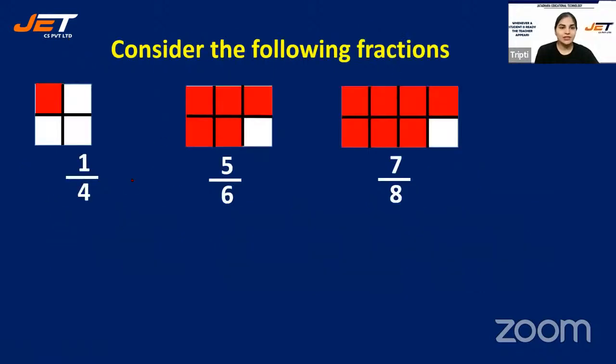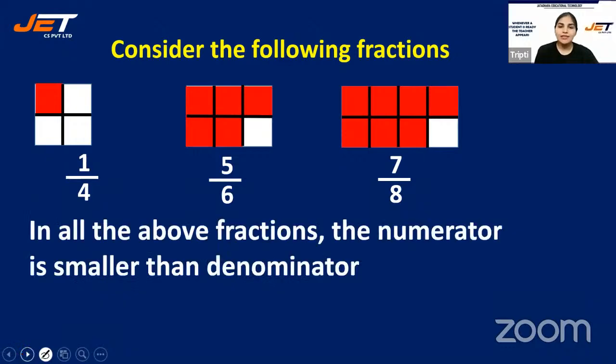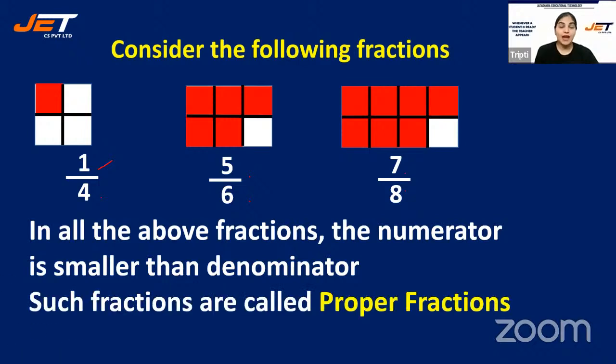Now let's see these fractions: 1 by 4, 5 by 6, and 7 by 8. In all these fractions, the numerator is smaller than the denominator. Can you notice? 1 is smaller than 4, 5 is smaller than 6, 7 is smaller than 8. So such type of fractions where the numerator is less than the denominator are called proper fractions. Proper fractions. And the value is less than 1 basically.